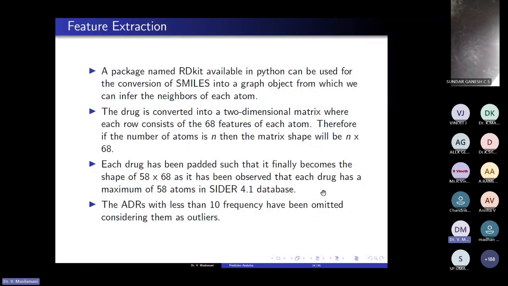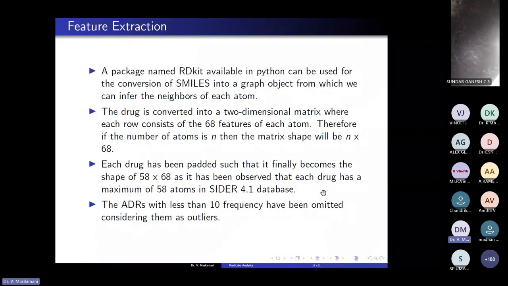So how do we extract the features? How do we build the machine learning models? We'll see. There's a package called RDKit in Python. What that does is that given the SMILES string as input, a sequence of ASCII characters as input to this RDKit tool, it will give the features of each atom in the molecule which is represented by the SMILES string. Right? For every single atom, it will give 68 features.